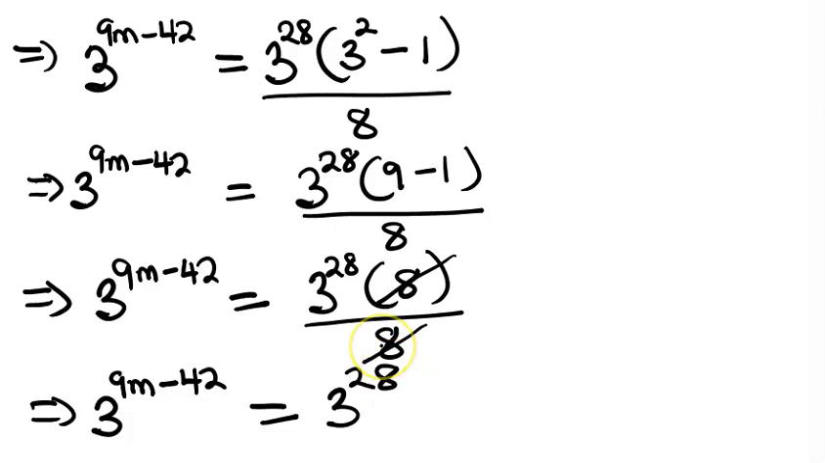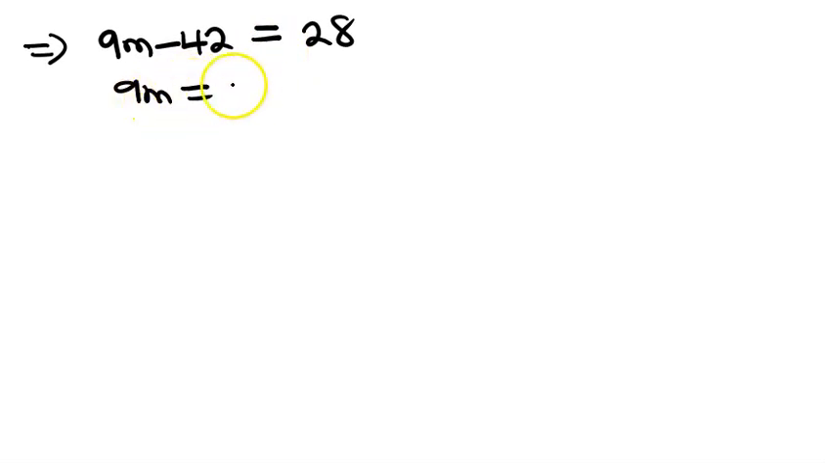Now, as I said earlier, for equations involving indices, the concept is the bases on each side of the equal sign must be the same. We now have base 3 here. On the right hand side, the base is 3. Now, if the bases are equal, then we can equate the exponents. So this implies that 9m minus 42 is equal to 28. So 9m will be equal to 28 plus 42, so 9m is 70.